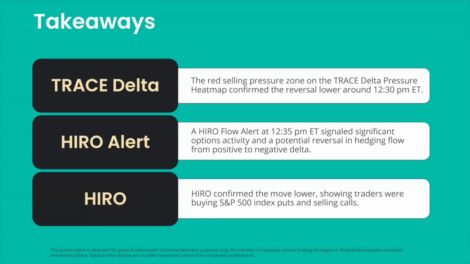Here are the key takeaways for this case study. First, the red selling pressure zone on the TRACE delta pressure heat map confirmed the reversal lower around 12:30 p.m. Eastern Time. A HIRO flow alert at 12:35 p.m. signals significant options activity and a potential reversal in hedging flow from positive to negative delta. HIRO confirmed the move lower, showing traders were buying S&P 500 index puts and selling calls.